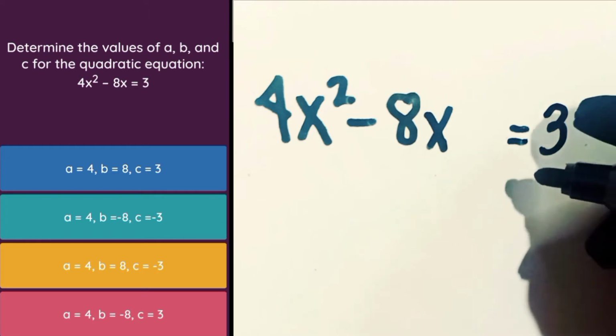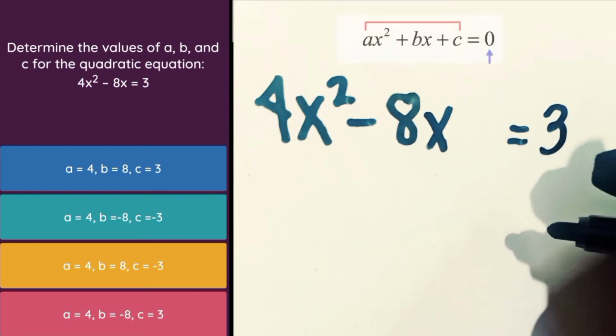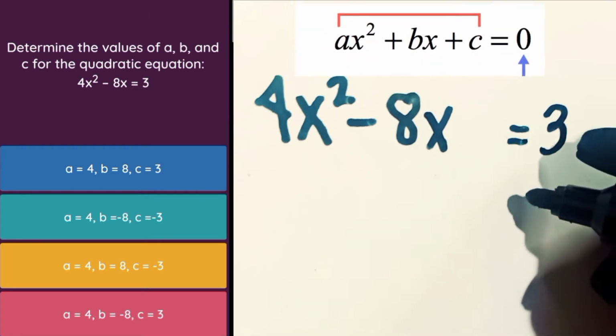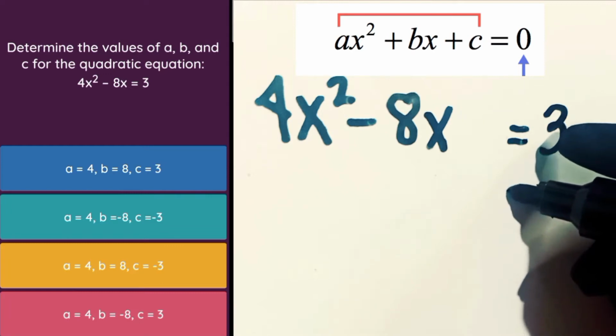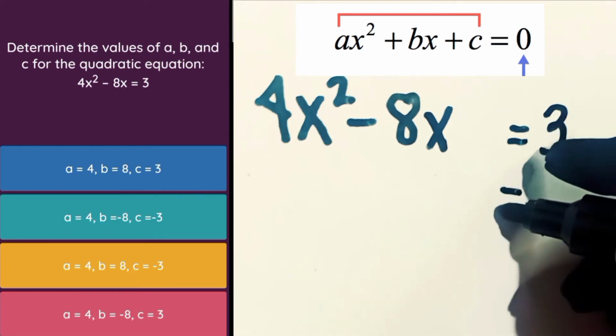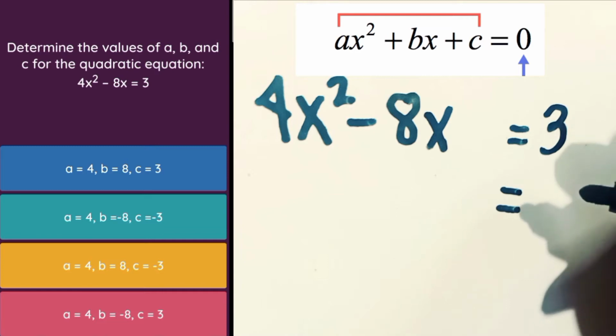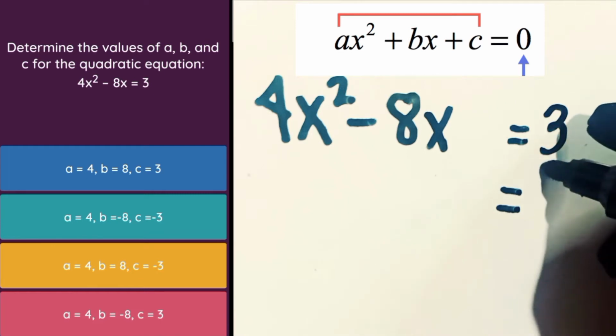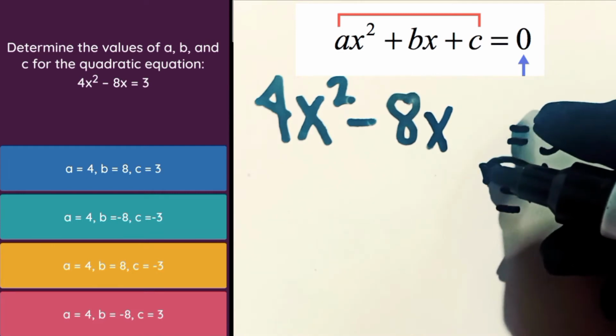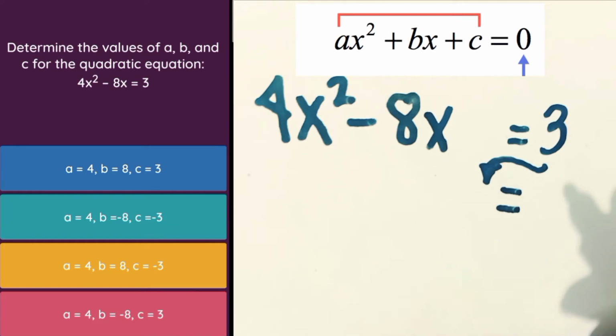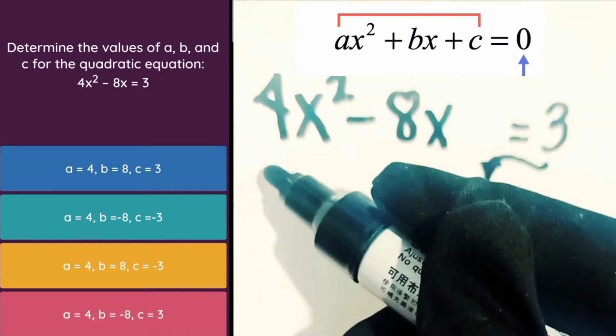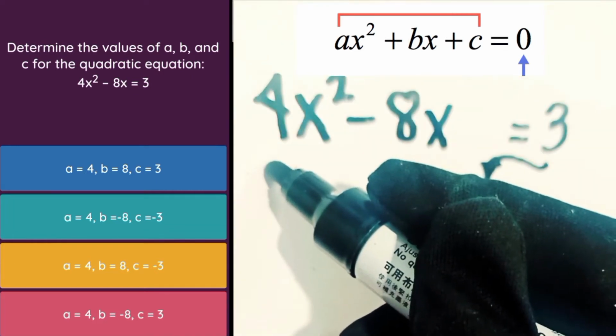Because remember the standard form equation? To the tune of Let's Get Loud, it's ax squared plus bx plus c equals 0, standard form. So let's transform it to the standard form. As you can see, I aligned the equal sign. Then we will transform this 3 to the other side.